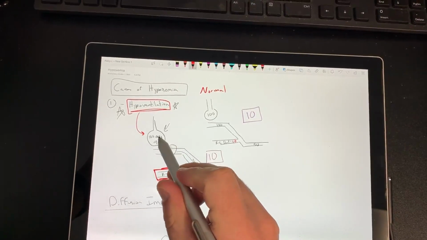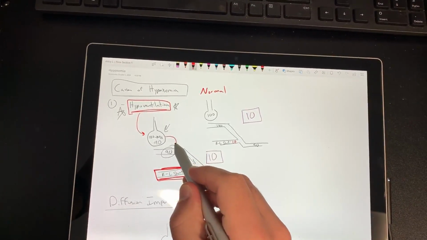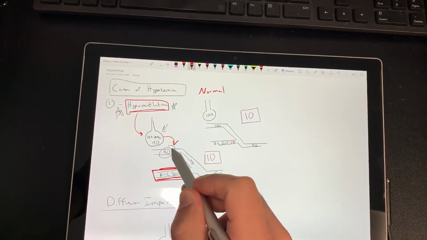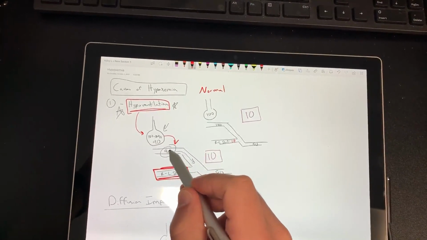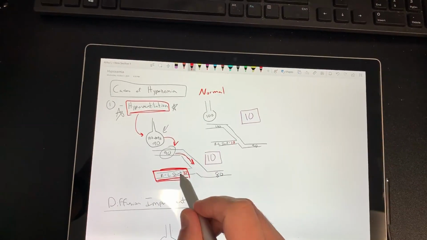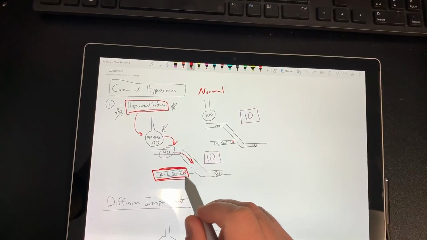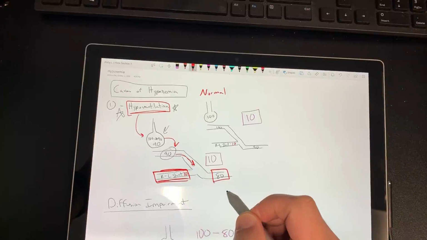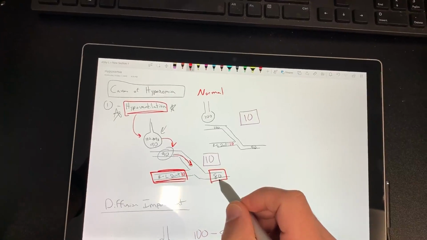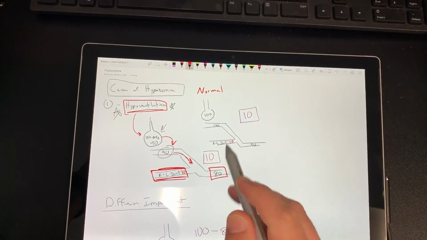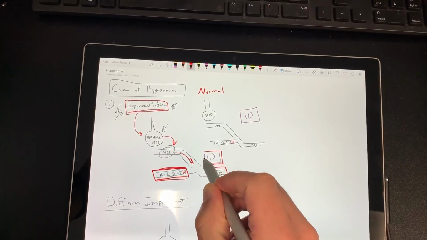So we have equilibration of the alveoli with the pulmonary capillary. Therefore, that 90 is coming down here, and it will now be diluted, if you will, with the right to left shunt blood, and therefore you have an 80 as the arterial blood. So we're going from 90 to 80. That difference is 10.